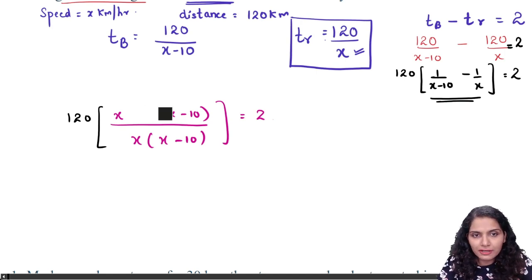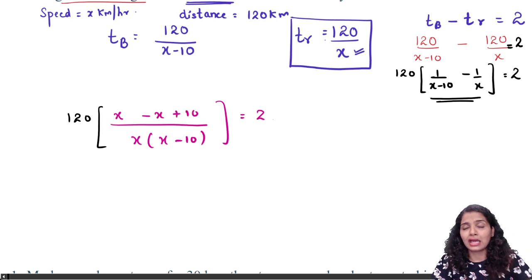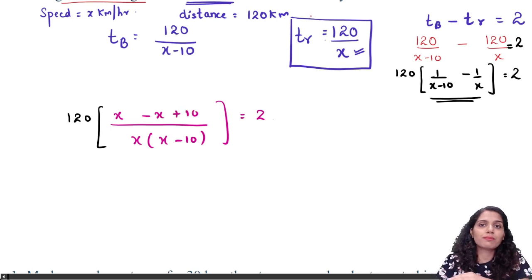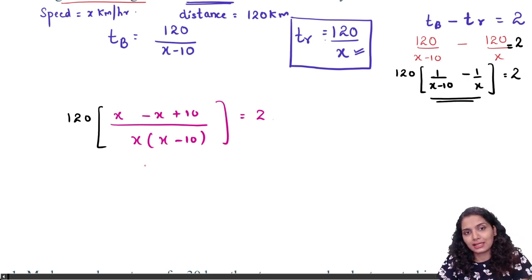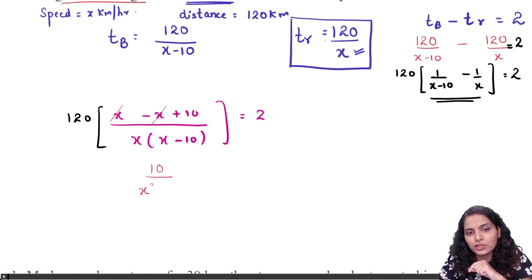Now if you solve it further, you're going to get minus x and positive 10. Remember, it is very, very important to put the brackets. Okay, let's solve it further. I can see these two can be cancelled and I'm left with x. In the denominator, you will have x square minus 10x is equal to 2.